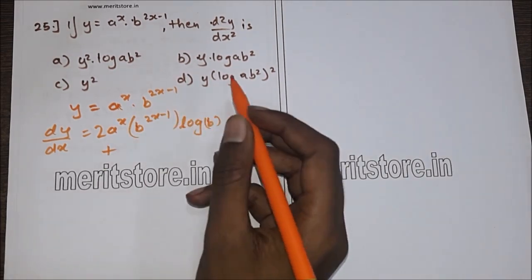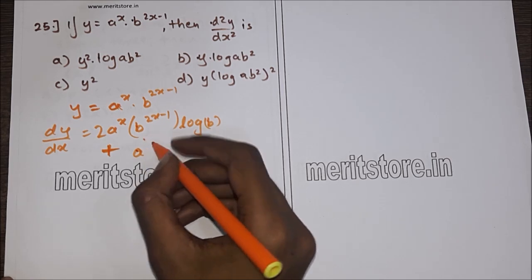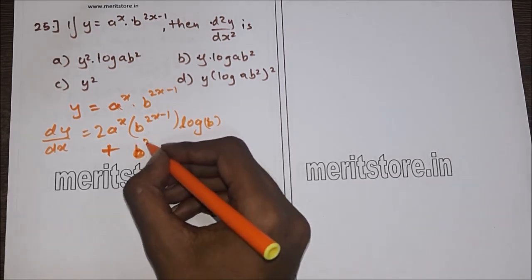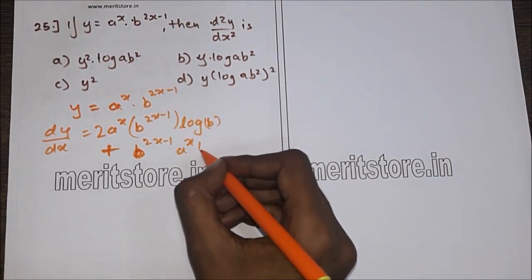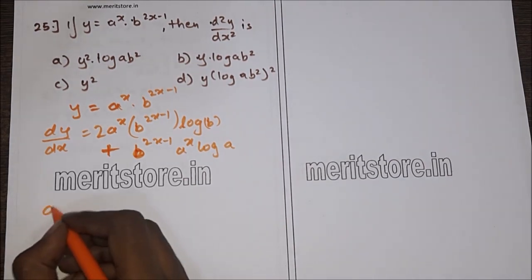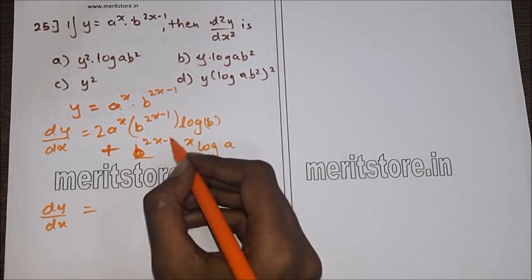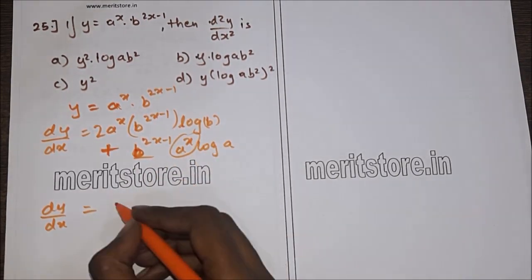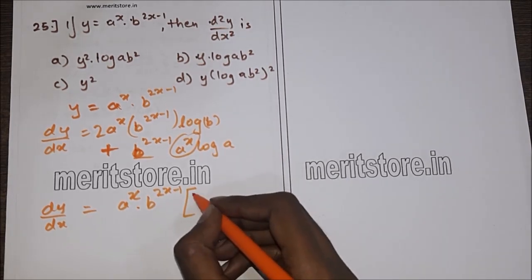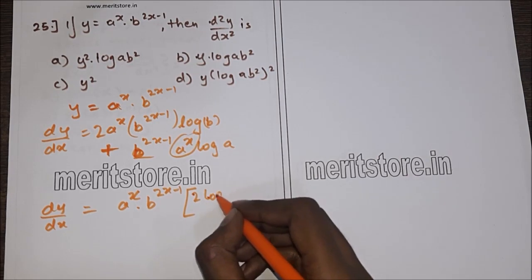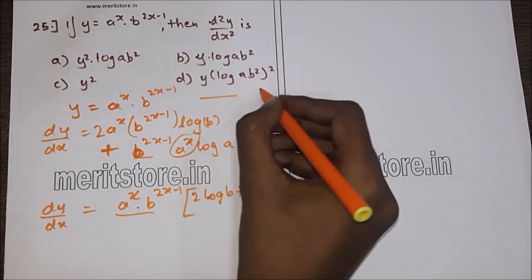Then plus b raised to 2x minus 1 into derivative of u, that is a raised to x log a. So dy by dx is, taking b raised to 2x minus 1 common along with a raised to x, a raised to x times b raised to 2x minus 1. So this gives us 2 log b plus log a. Let this be 1.